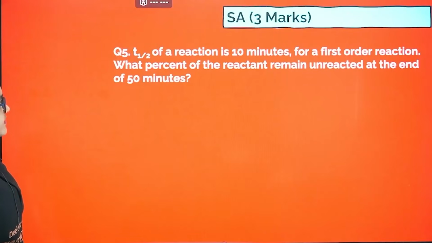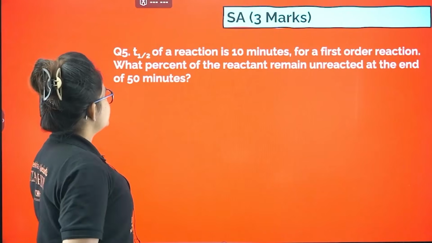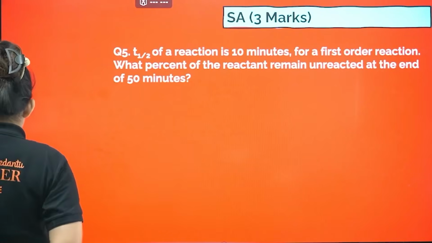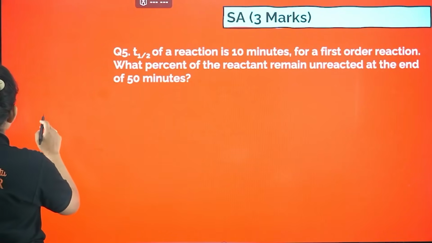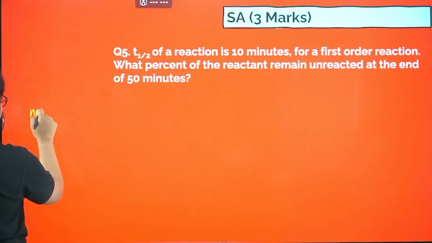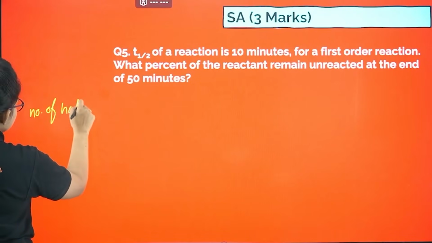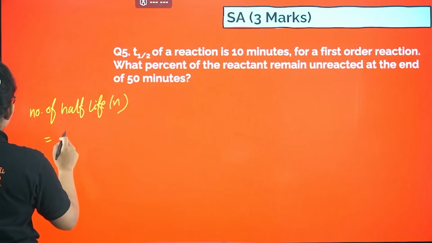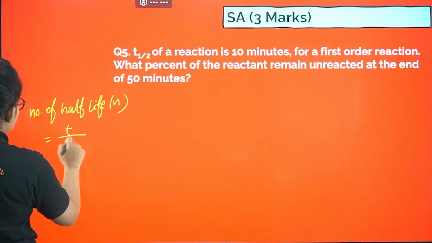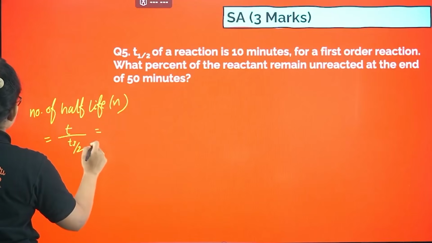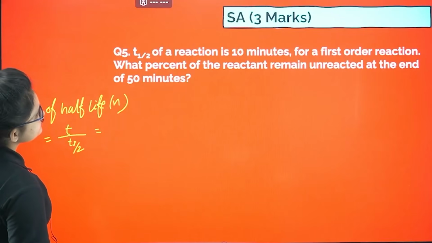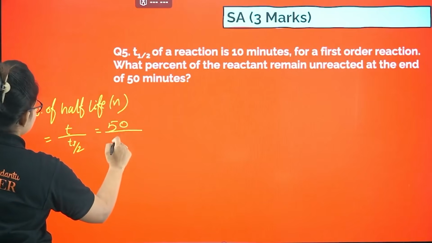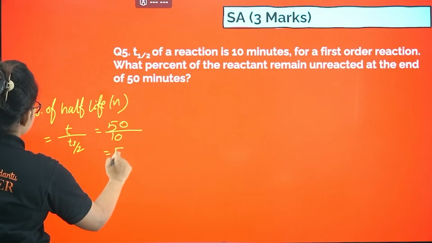T half of a reaction is 10 minutes. For a first order reaction, what % of reactant remains unreacted at the end of 50 minutes? Okay, so the number of half-lives, let it be N, is basically T by T half. Total time is 50 minutes, right? 50 divided by 10 minutes, that is 5.